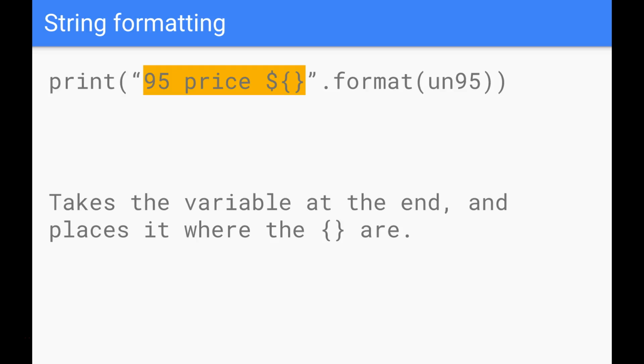To do this, we use a concept of string formatting, where you have your normal print function, then you have your brackets at the start and the end, you have your string, and in the middle of the string you use these curly brackets. And these take the place of the values that you want to insert into your string. So in this case we've got 95 price, and then we've got a dollar symbol and our curly brackets. Following the quotes you have a full stop and then format, and then in this case the UN95 represents a variable name. So what will happen here is the value in this variable will be inserted into this string in the place of these curly brackets.